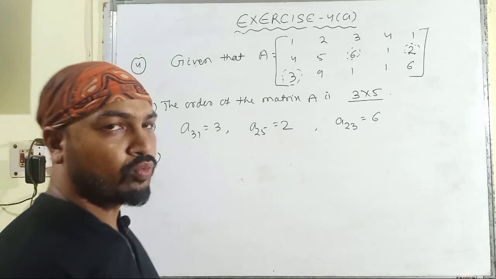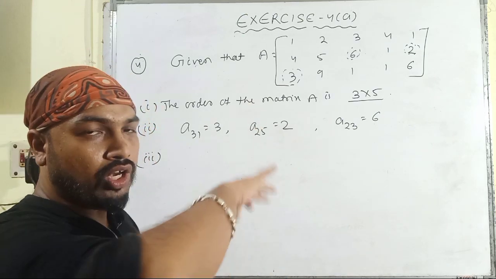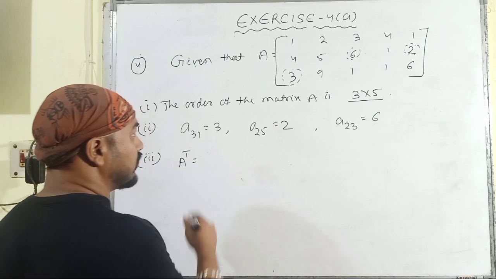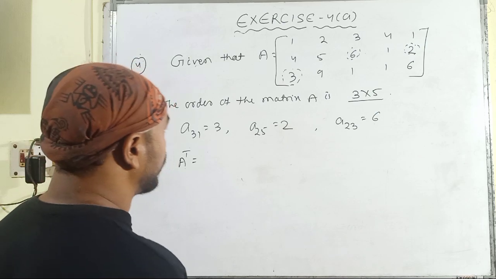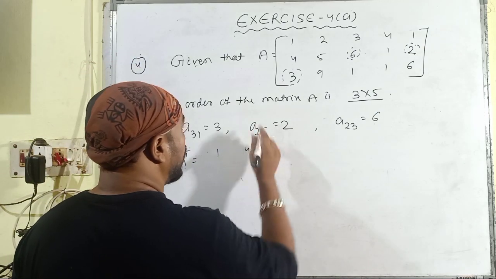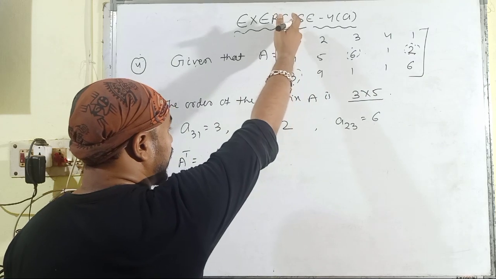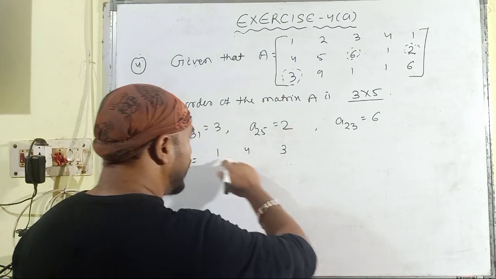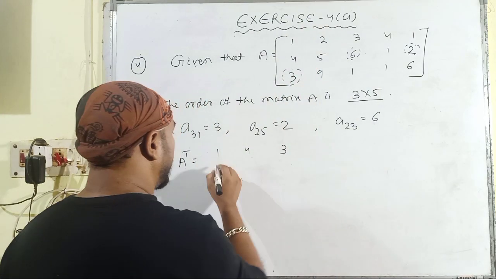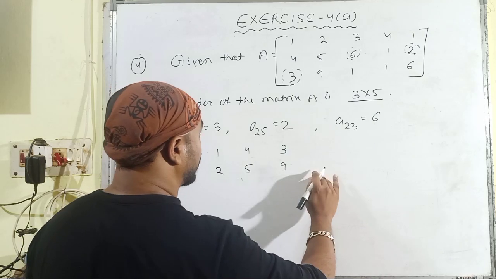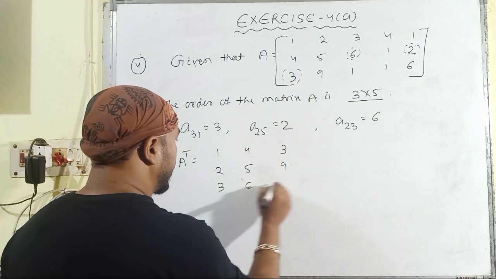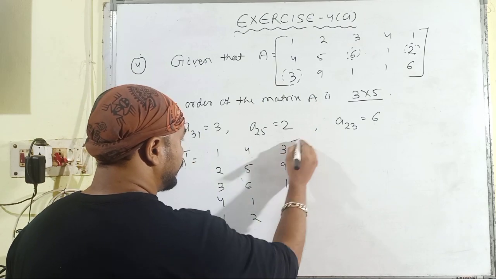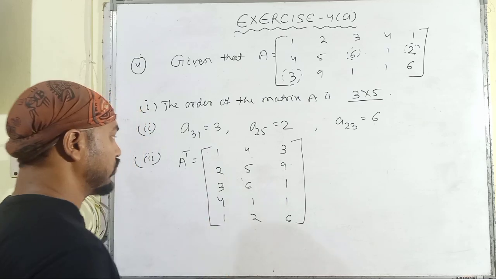Write down A transpose. That means we have to interchange the rows with columns or columns with the rows. So A transpose will be just by interchanging the rows into columns, or columns into rows. Okay, let us convert the columns into rows. 1, 4, 3, the first column, will be placed as the first row. Then second column 2, 5, 9, it will be placed as the second row. Third column will be placed as the third row. Similarly, the rest of the 2 are here. So this is A transpose.